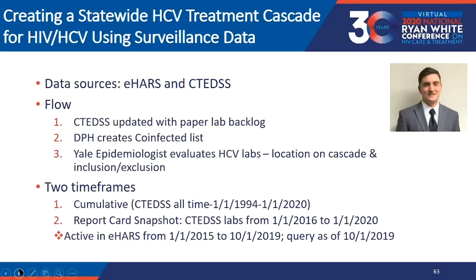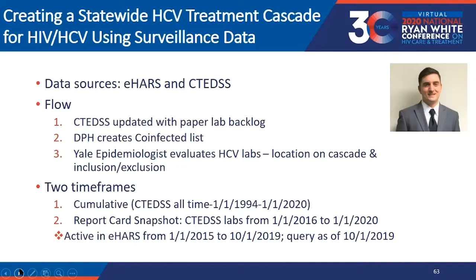We looked at data from two timeframes, and I will report on our preliminary data on this project. The first is the cumulative timeframe, that is CTEDS for all time. CTEDS in our state started in 1994, and data in that database up until January 1st of 2020 gives us a cumulative look at our cascade of care, based on everyone reported with hepatitis C matched for HIV. Then we have a second timeframe, which we called a report card snapshot, where we constrained our look at CTEDS labs for hepatitis C to a much more recent timeframe, from 2016 to January 1st of 2020. These were folks who were active in eHARS from 2015 to October 1st, 2019. Why is that so important? Because how you constrain your data is going to absolutely impact the way your cascade of care looks. Let me show you how this plays out in real time. Next slide.